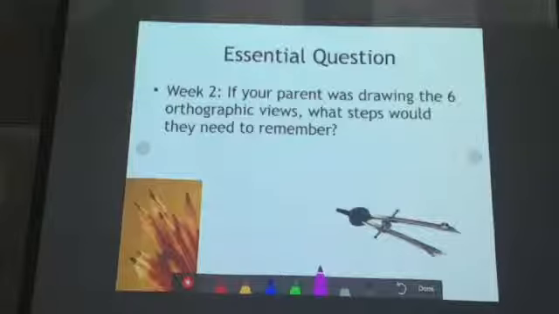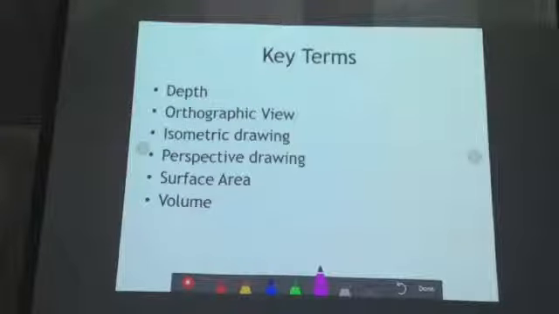All right, fabulous. So here we go. Some key terms. By the end of today, this is kind of like your essential question too. It will really show me if you're understanding today's concept or not. You need to understand what the difference is between depth, orthographic views, isometric drawings, perspective drawings, and then surface area and volume, which we will do at the very end. So this would be a good check for yourself at the end of today's session. If you can give me the definitions of each of those, then you know you have a really firm understanding of what I wanted you to learn today.